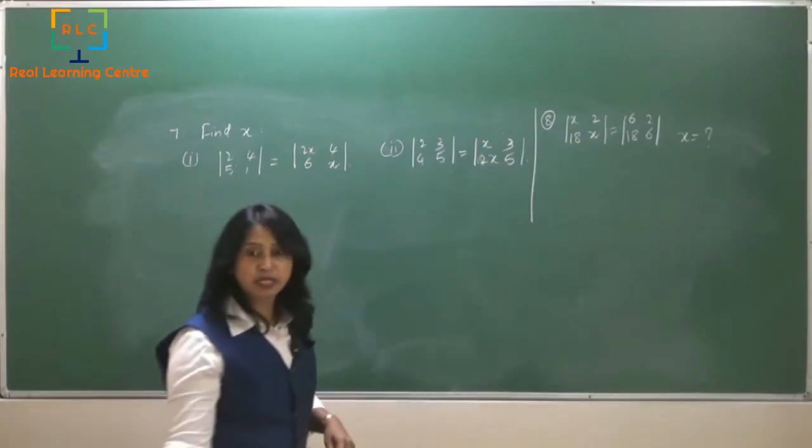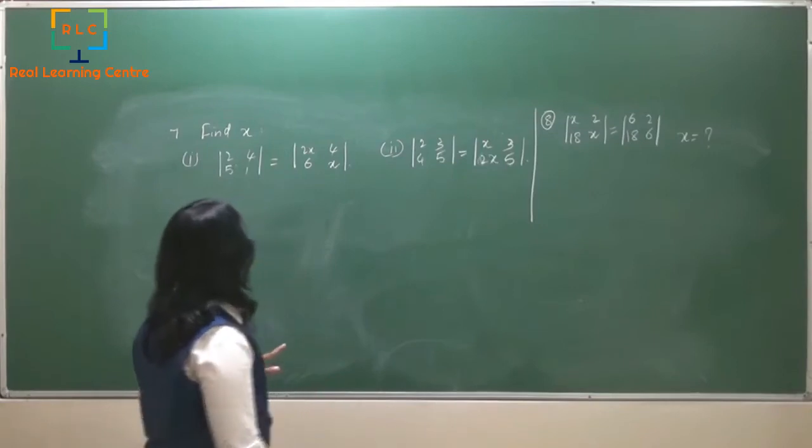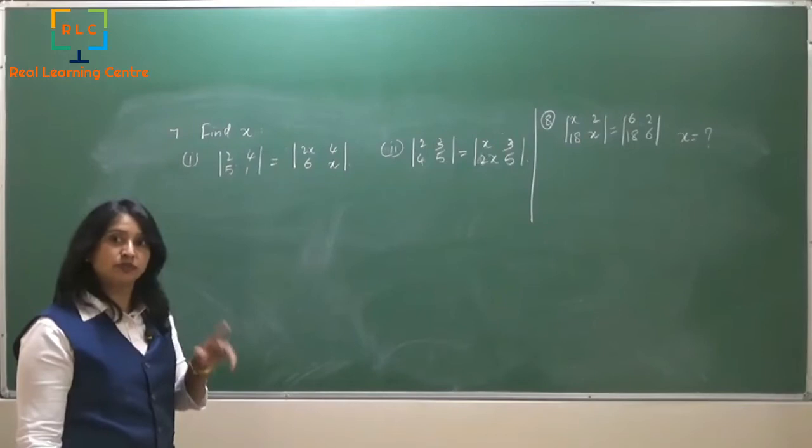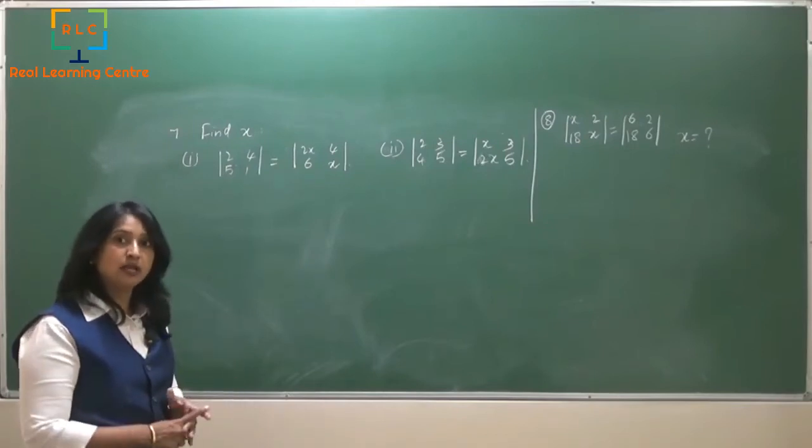The same property holds good for determinants also. Inside the determinant, if you have an unknown value x or k like this, and on the opposite side you have a certain real value, you are going to take it as plus or minus.